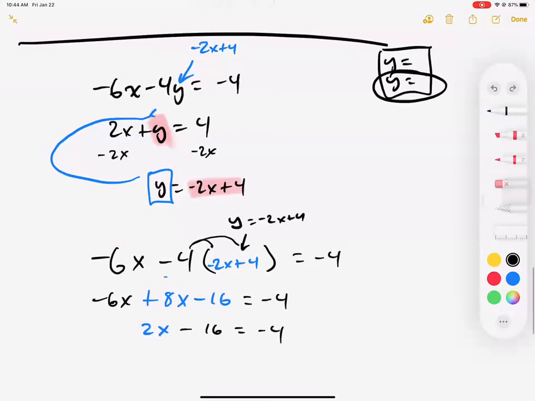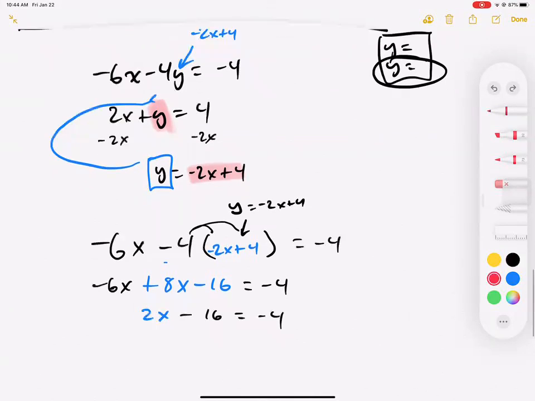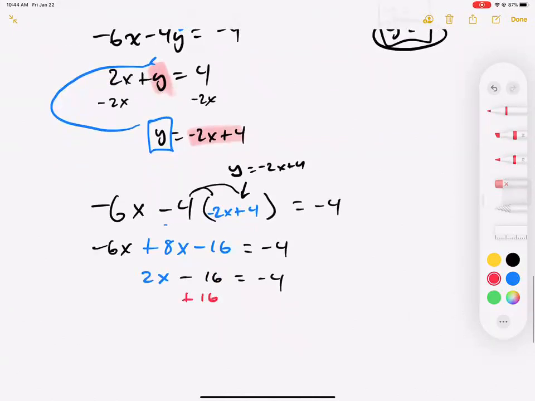My next step is now, hey, this is level 1 problems now. We got to solve for x. Let's get rid of the 16. Which is farthest away? I'm going to get rid of the 16 on both sides. Add 16 to both sides. Opposite of minus is plus 16. We end up with 2x is equal to positive 12. And then we can divide both sides by 2. X is equal to 6.